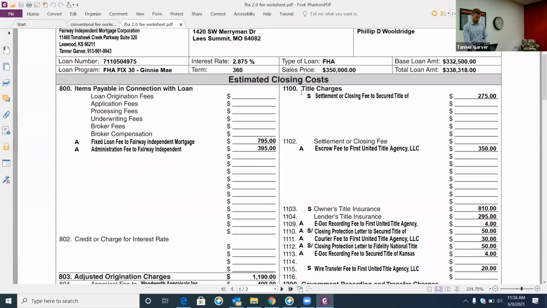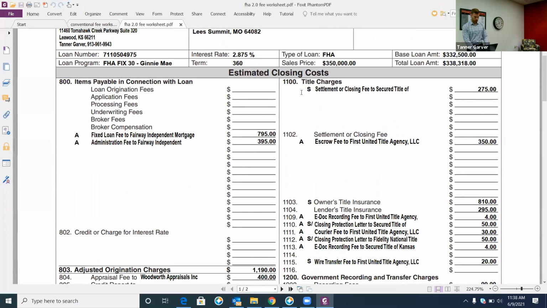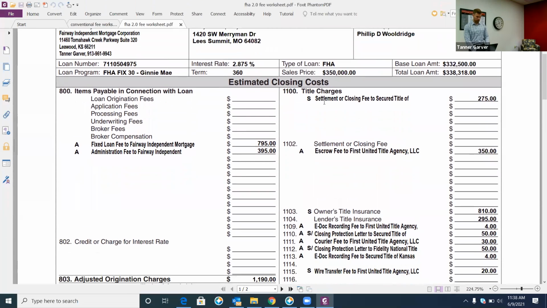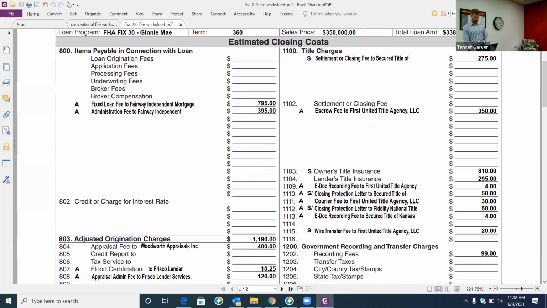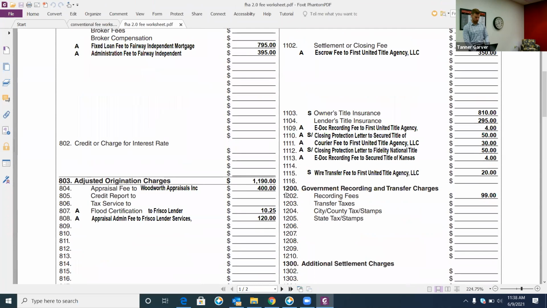So as you see here, this is essentially the exact same thing as a $350,000 purchase, okay? Same fee, $795, $395. Same everything, same $400. So as you can see here, Sally, this is who the appraisal was. This is his services. And so it just fills in when it gets completed.